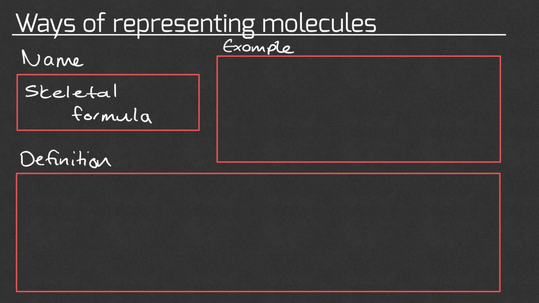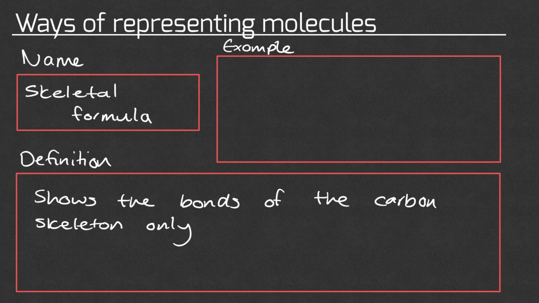Finally, you can also use skeletal formula to represent a molecule. This is quite a common way to represent molecules in chemistry, and we'll look at some further examples of how to draw these after we've gone through this page. So the skeletal formula shows the bonds of the carbon skeleton only. We don't show any hydrogens, but we would show other functional groups. So for example, this is the skeletal formula of ethanol.